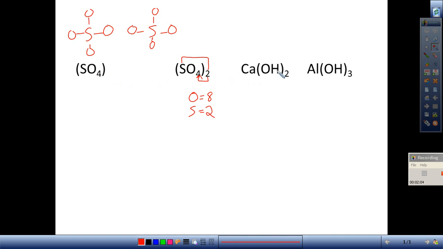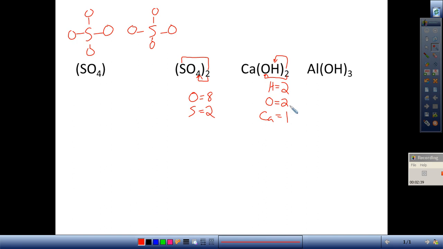Now if I have something like this, again, the 2 distributes. So I have 2 H's, 2 hydrogens, and I distribute it there. And so my oxygens, I have 2. But it doesn't distribute to this. Just like algebra, it doesn't distribute into there. Only distribute to the parentheses.